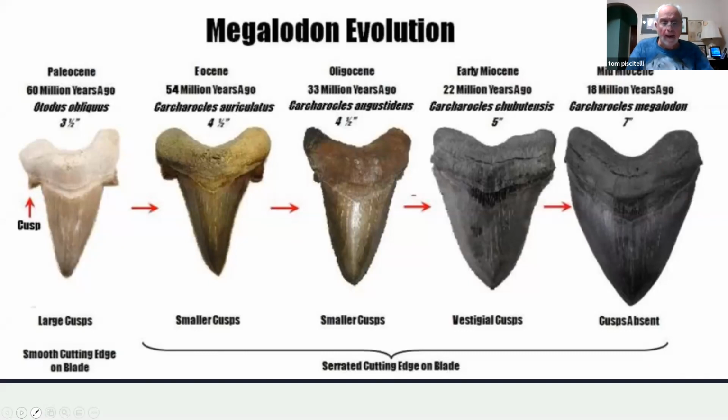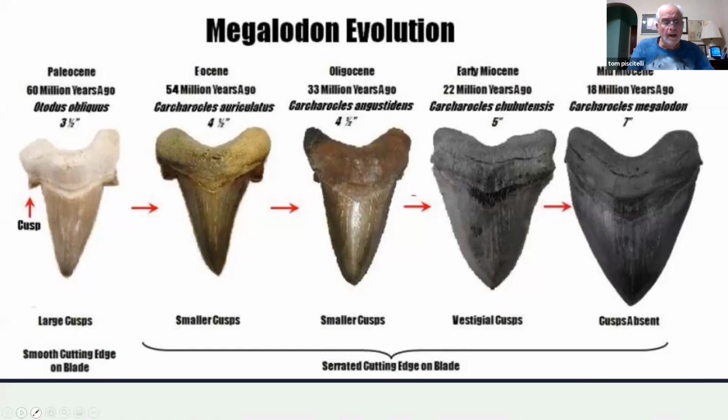During this time span, you'll see that it's marked on the picture. During this time span, the cutting edges change from smooth, which is the Otodus, and going up and changing to serrated, both larger and then smaller serrations as it gets to the Megalodon.